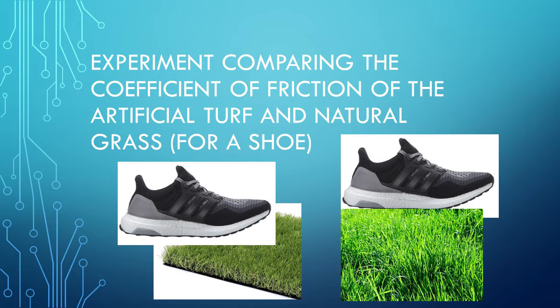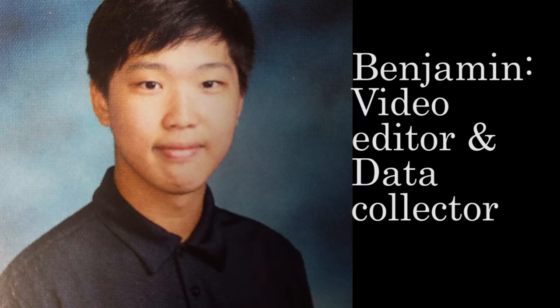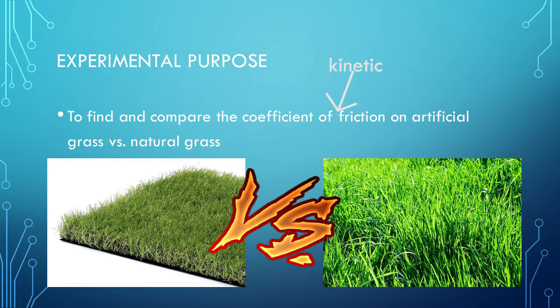Experiment comparing the coefficient of kinetic friction of the artificial turf and the natural grass for a shoe. The experimental purpose of this project is to find and compare the coefficient of kinetic friction on artificial grass and natural grass to see which exerts more friction on objects.